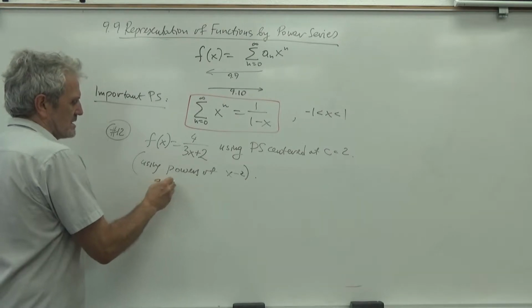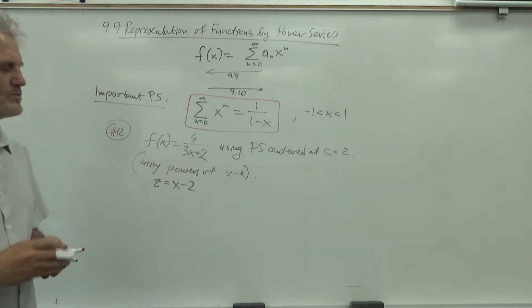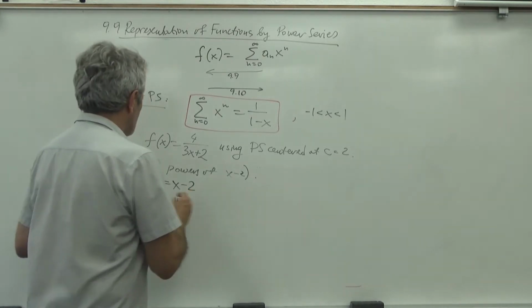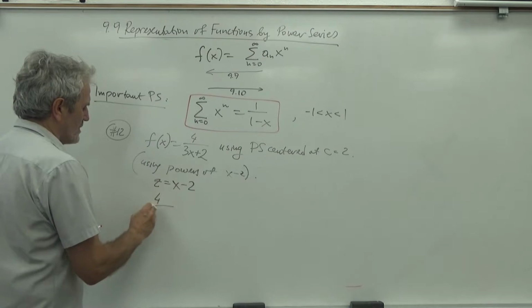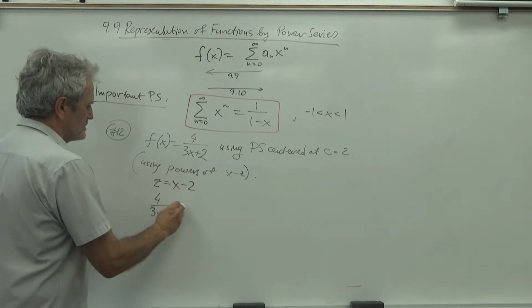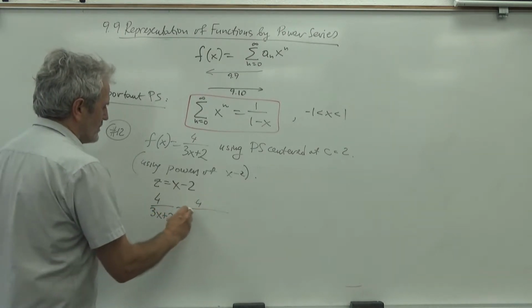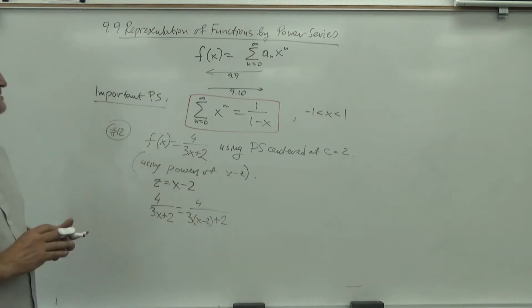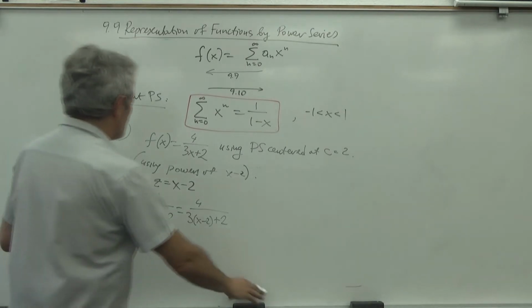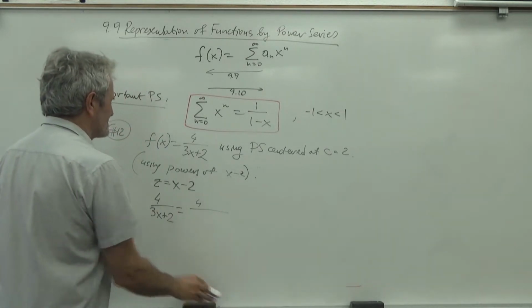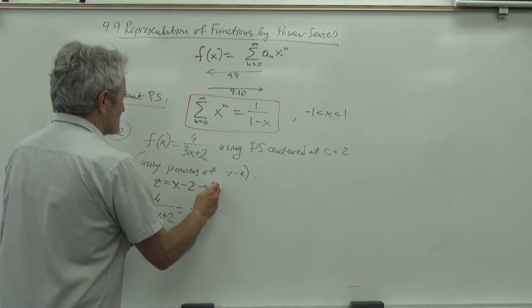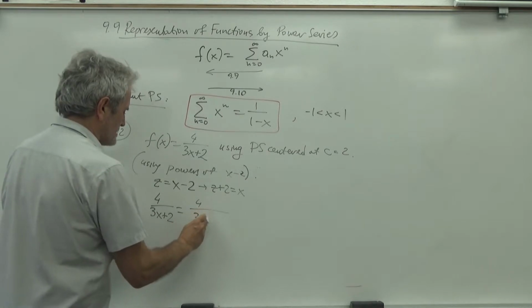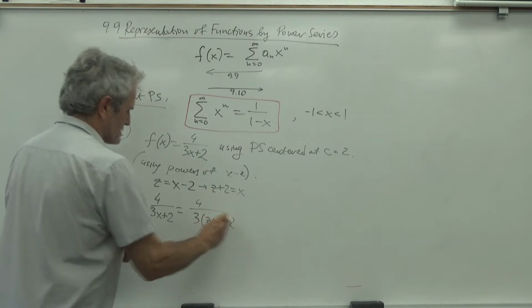So, as a minute ago, we say, okay, let z be that x minus 2 that we need for the final product. So then our function will look like this. 4 over 3x plus 2 equals 4 over 3 times x minus 2 plus 2. We don't want that. For z equals x minus 2, I want to represent the x in terms of z. So z plus 2 equals x. So I get 3 times z plus 2 plus 2.